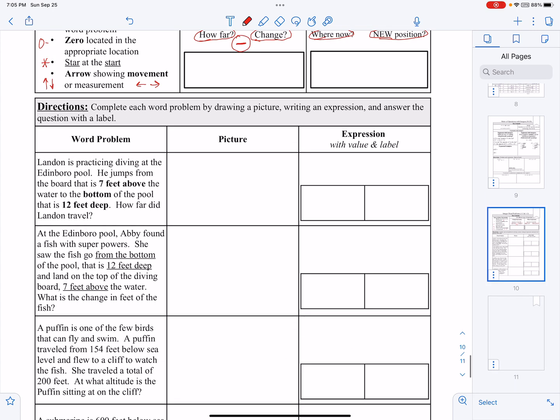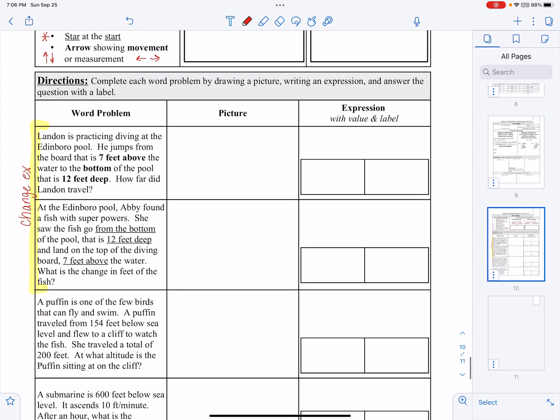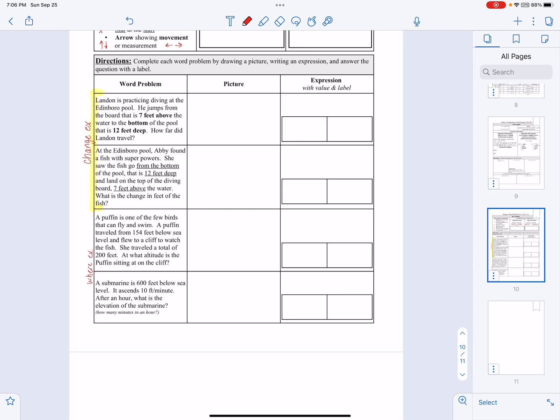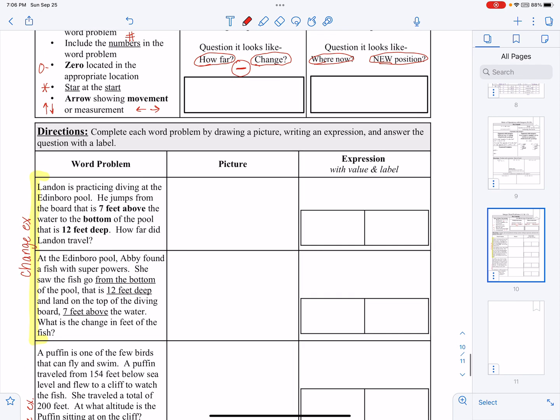Let's go down here, and I want you to go ahead and highlight the left side of these two. These two are going to be our change examples. Go ahead and write and label that. And then these two down here are going to be our where examples. All right, so getting started here.